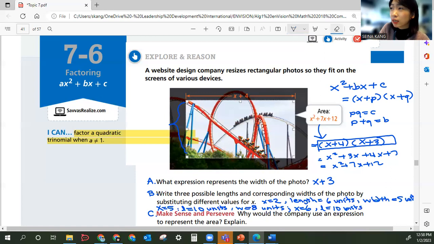Wait, sorry. I think I didn't write the correct one for x is equal to 5. I got confused. That's 9 units, and that is 8 units. That's 10 units, and the width is 9 units. Okay, good. And you can keep going if you want to.